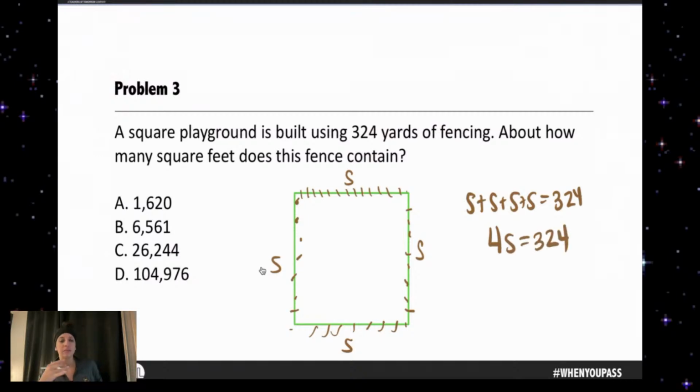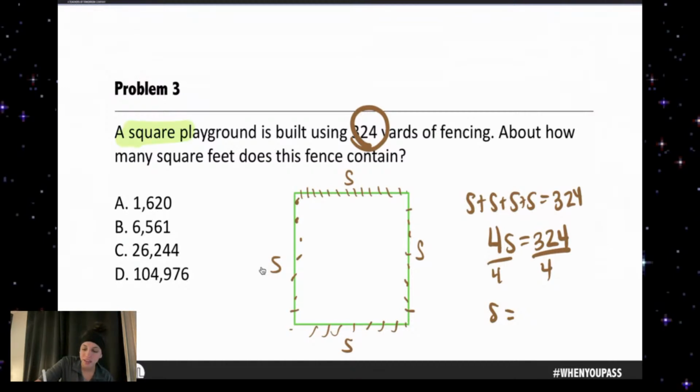How do I know they're all the same size? Because it told us that it's a square, right? So because it's a square, all 4 sides have to be the same. So I can literally take 324 and divide it by 4 to figure out how much fencing is on one side. Why is that important? Why do I need to know how much fencing is on one side?